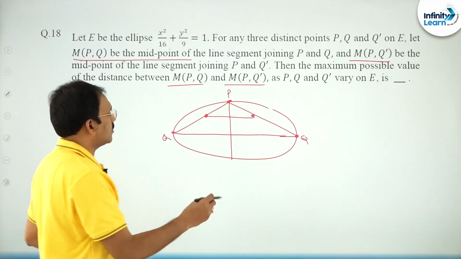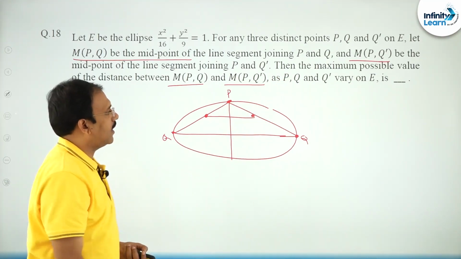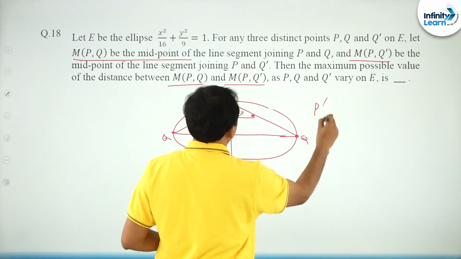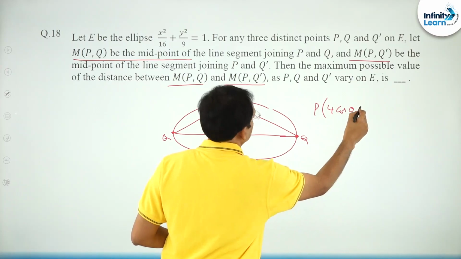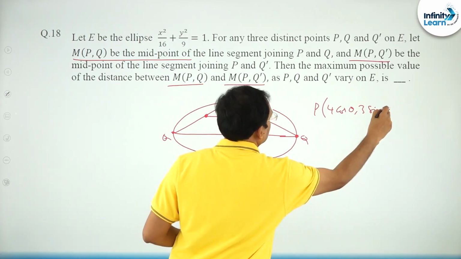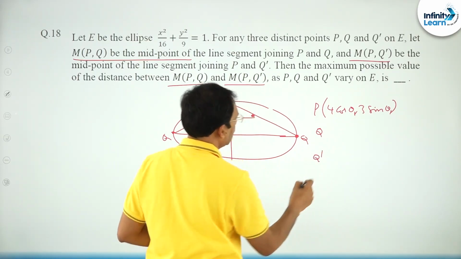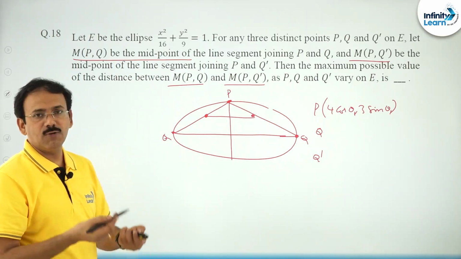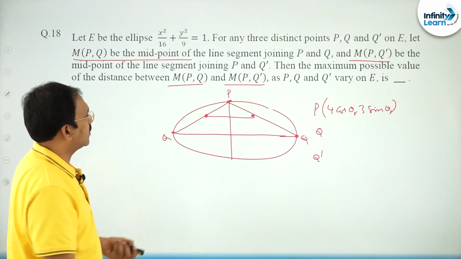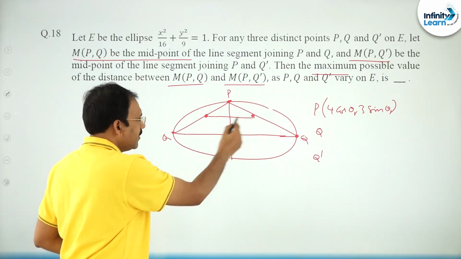If not, you can also choose the points P and Q as A cos theta, B sin theta, that is, 4 cos theta and 3 sin theta. In the same way, you can write Q dash. You take the midpoints, find the distance and prepare a function. You need to minimize or maximize it. He is asking for the maximum. The maximum possibility will be this case.